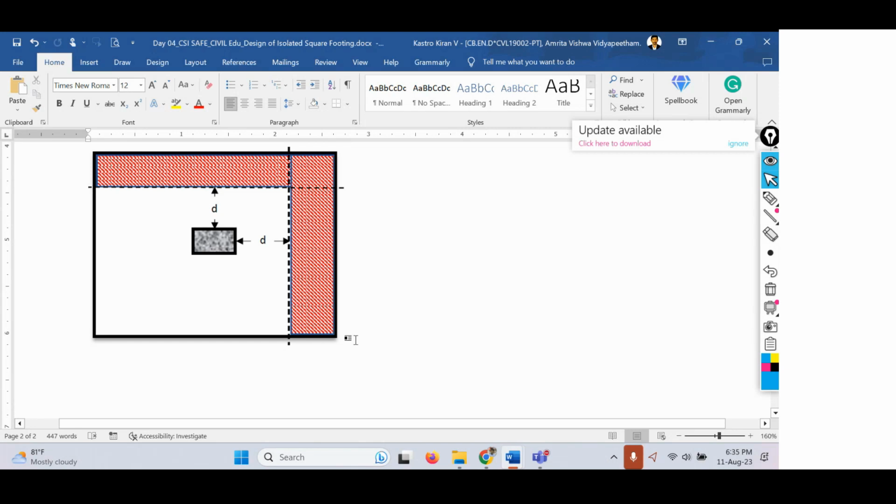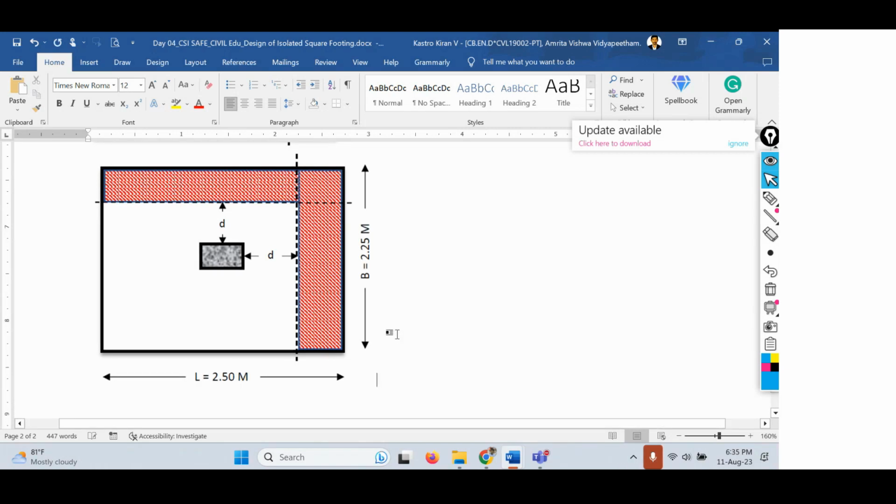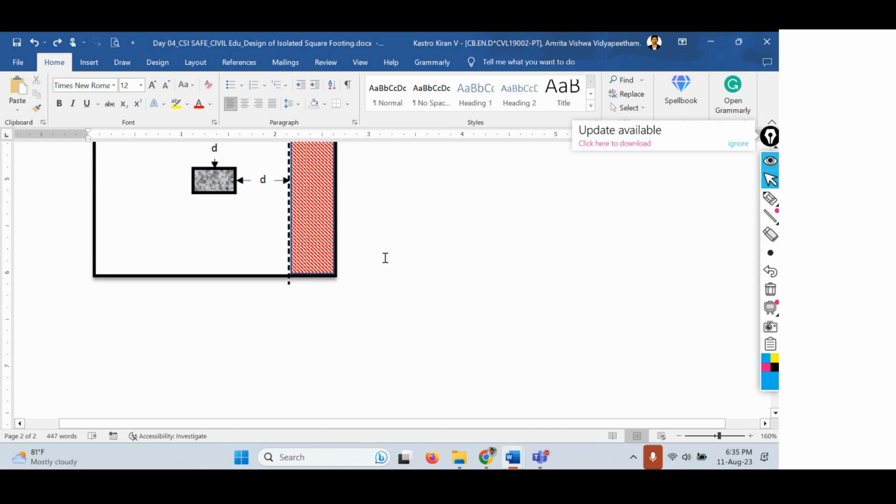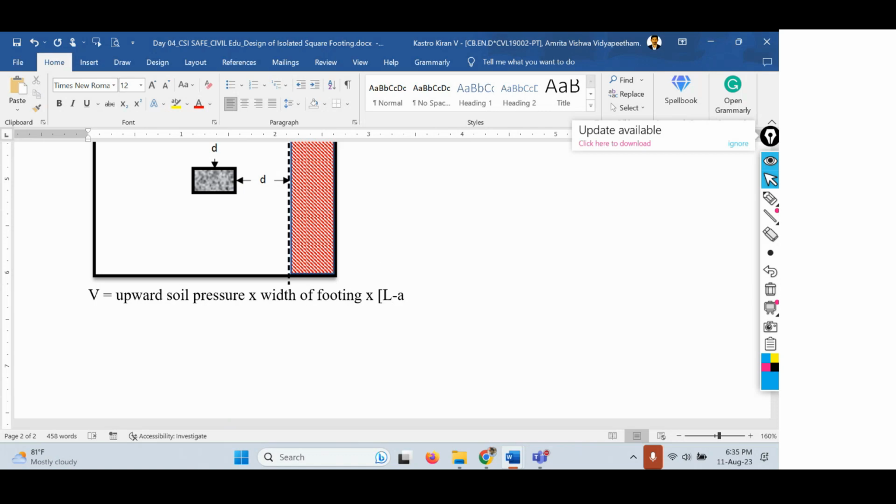So how to check for the shear force criteria? Capital V, shear force, equals upward soil pressure, same formula, upward soil pressure times width of footing, into (L minus a), that is length of the footing minus a, the side of the column, divided by 2, minus depth of the footing, that is effective depth, not the overall depth. So L minus a by 2 minus d, that's the formula.